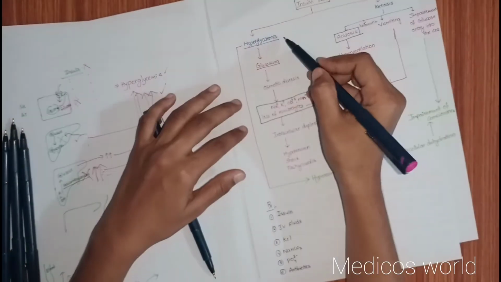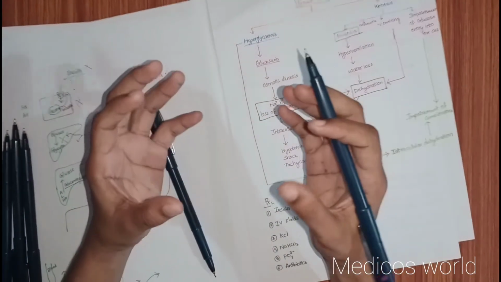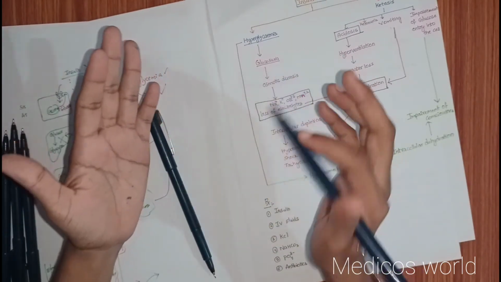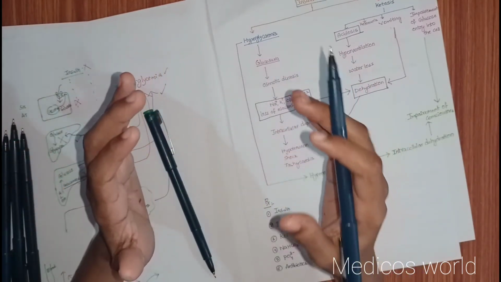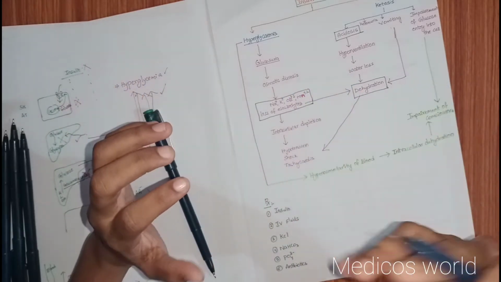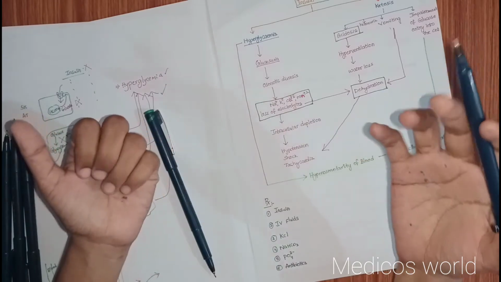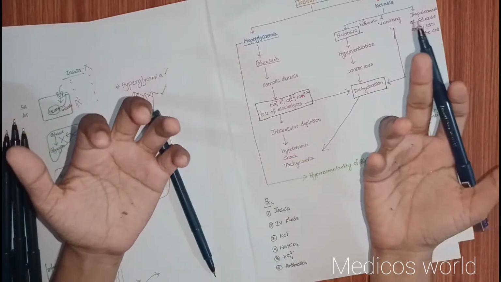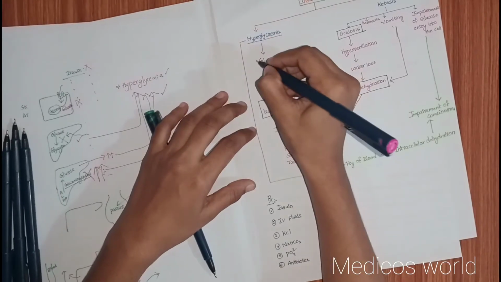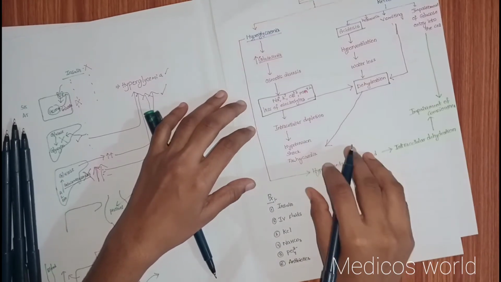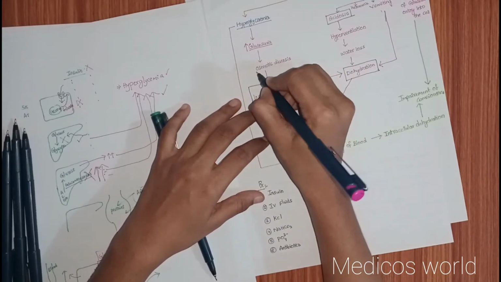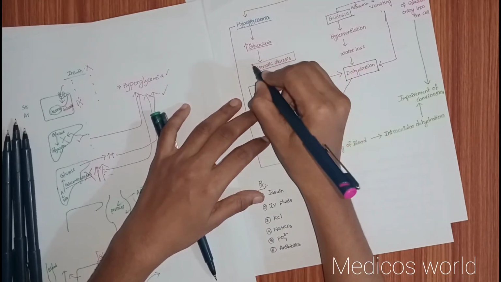This hyperglycemia is so much that the glucose concentration in the renal tubule is increased and exceeds the capacity of reabsorption. Glucose concentration in the renal tubule exceeds the capacity of reabsorption, so that the glucose is eliminated in the urine, so there will be glycosuria, and it will cause osmotic diuresis.